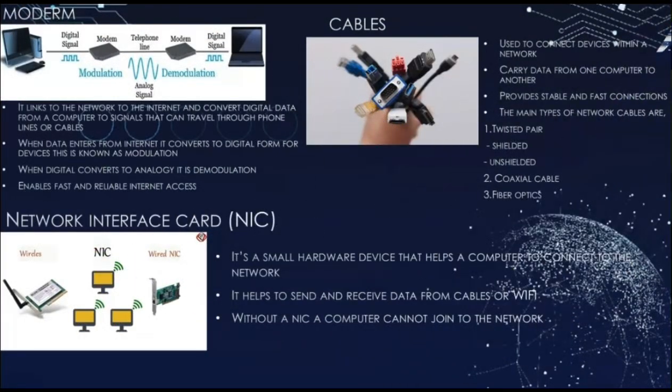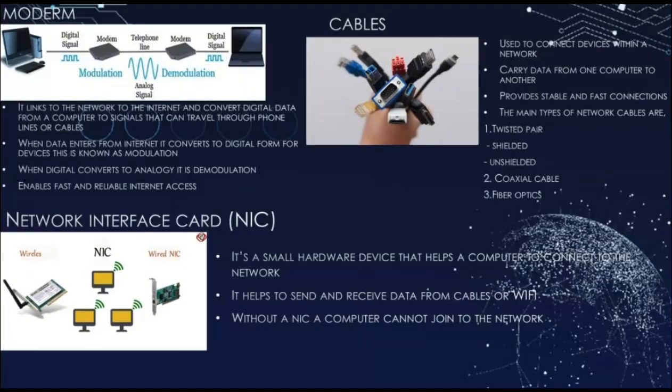Modem. It links the network to the internet and converts digital data from a computer to signals that can travel through phone lines and cables. When data enters from the internet, it converts it to digital form for devices. This is known as modulation. When digital is converted to analog, it is known as demodulation. It enables fast and reliable internet access.